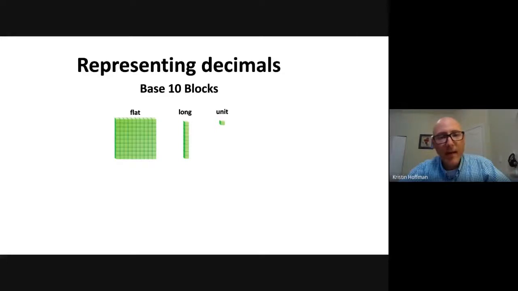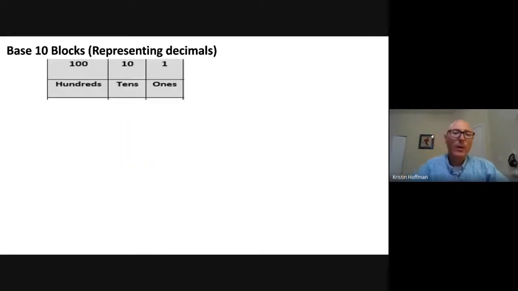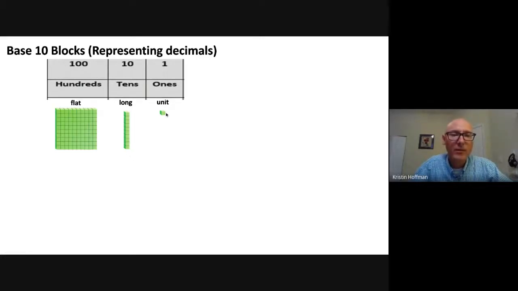Representing decimals with our base 10 blocks, we're going to be using the flat, the long, and the unit. I'm going to be showing this in the context of your place value chart because we will be moving into using a place value strategy to subtract decimals right after this lesson. So let's put it in the context. We have our unit is 1 cube, our long is 10 cubes all attached together, and then our flat, of course, for hundreds is 100 units.